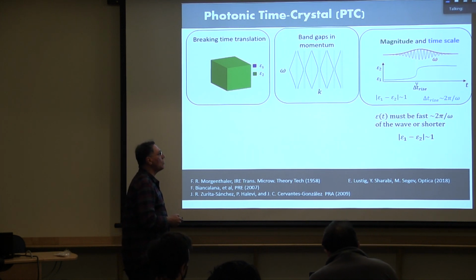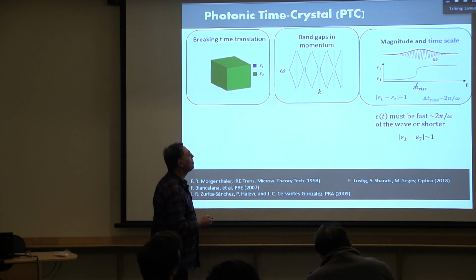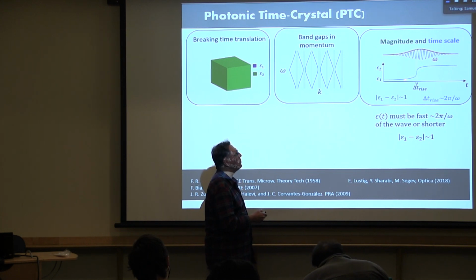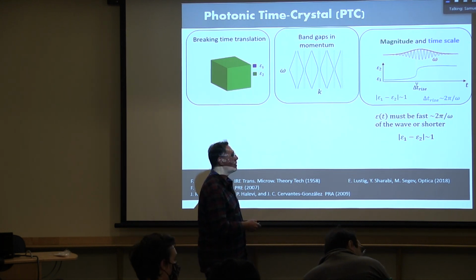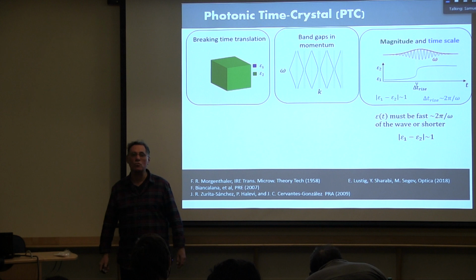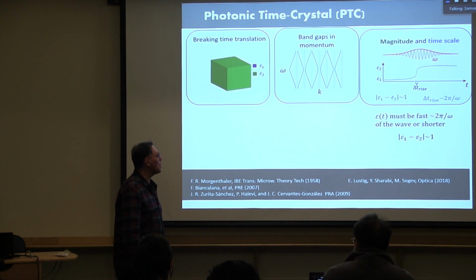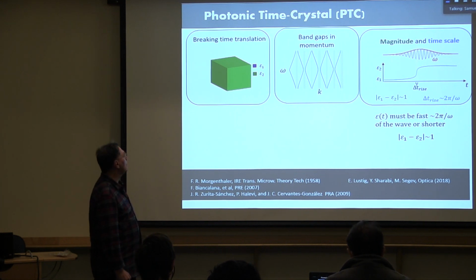In order to have a band gap, you need a significant change in the refractive index, or in epsilon, and it needs to occur on a scale that is comparable to the optical cycle or shorter. Otherwise, you don't have a band gap. And I'll talk about it now with respect to experiments. That's really the essential idea.